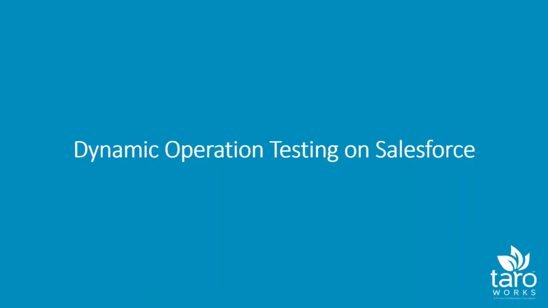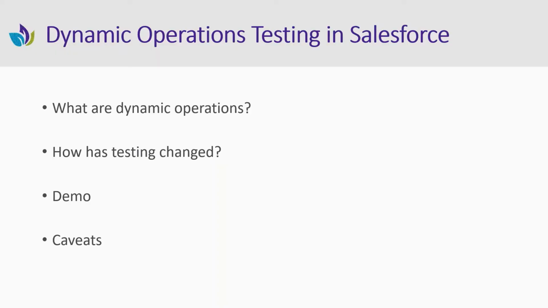So let's start with dynamic operation testing on Salesforce. Before we get into dynamic operations testing, we're first going to do a quick recap of what dynamic operations actually are. We will then look into the ways in which testing your dynamic operations has changed with version 6.5. I will go through a demo showing how you can test both calculation and validation dynamic operations on the form in Salesforce. And then we will discuss a few caveats that exist with this new functionality.